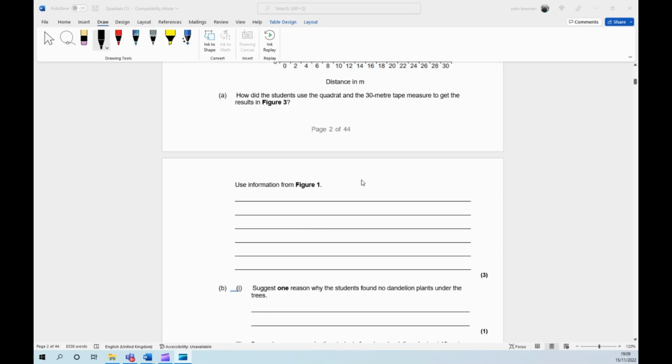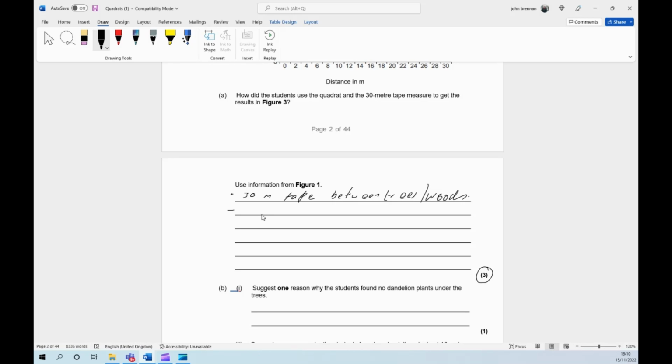So what we can do is add this to the paper, and remember that there are 3 marks for this. We can say first of all that they're stringing out the 30 meter tape between the trees or the woodland, woods. That's the first thing they're doing. You can obviously phrase it better than me. So they're placing that 30 meter tape between the trees or woods. That'll be the first thing.